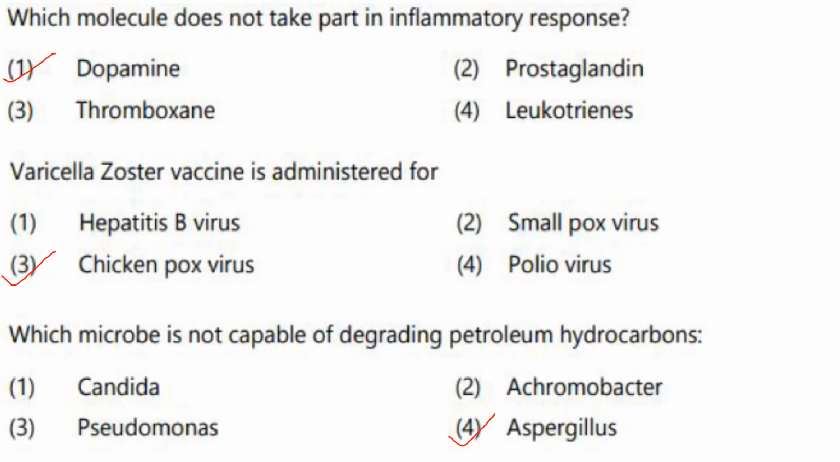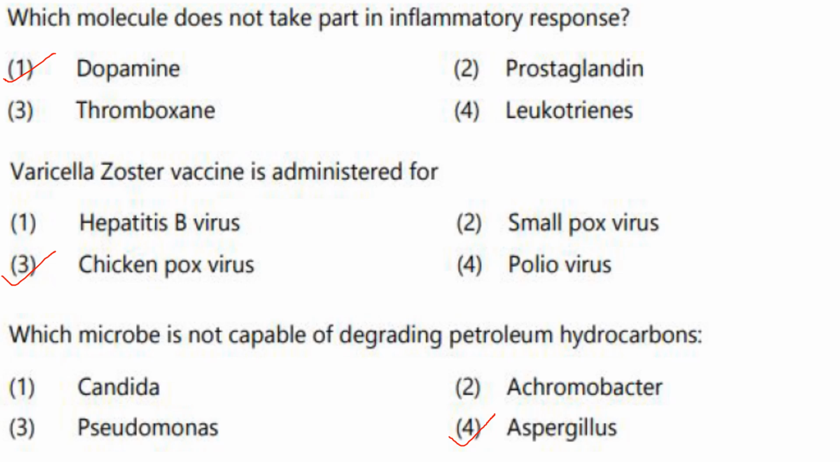Then next one, which molecule does not take part in inflammatory response? So first option, that is dopamine. It doesn't take part in any inflammatory response. It is a neurotransmitter and it is involved in various physiological processes. So the answer here is option 1.